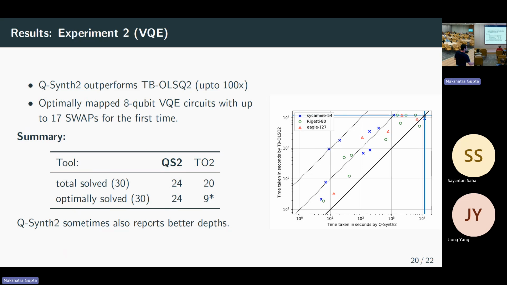And then here is a summary. After 30 instances, we solved 24, whereas TBLSQ solved 20 and 9 were optimal. And we also compared the depths. Sometimes our tool also reports better depths.